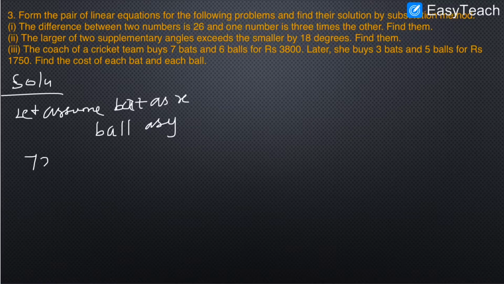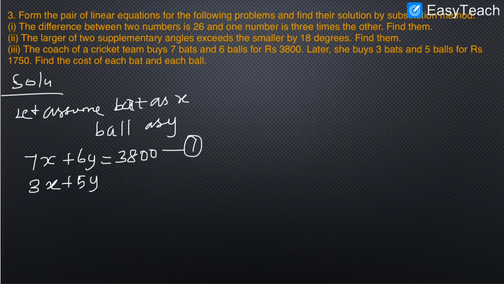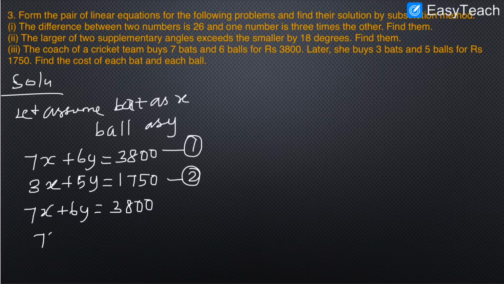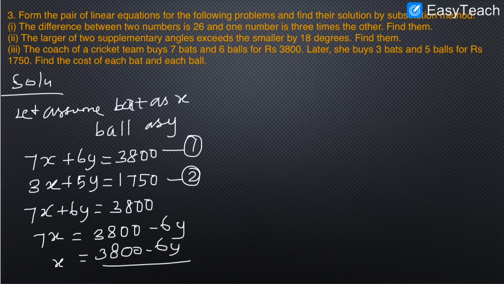So the first equation, 7 bats plus 6 balls equals 3,800. This is the first equation. The second equation, 3 bats plus 5 balls equals 1,750. So let me derive the x value from the first equation. 7x plus 6y equals 3,800. So 7x equals 3,800 minus 6y, so x equals 3,800 minus 6y, whole divided by 7. This is what the x value is.